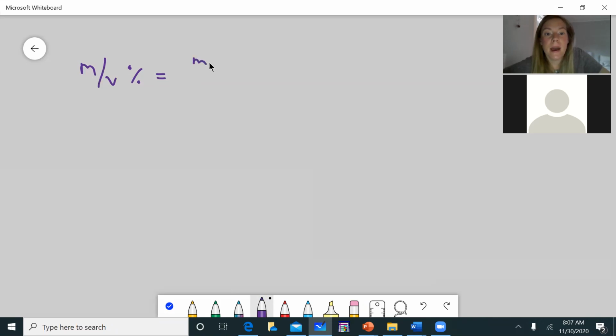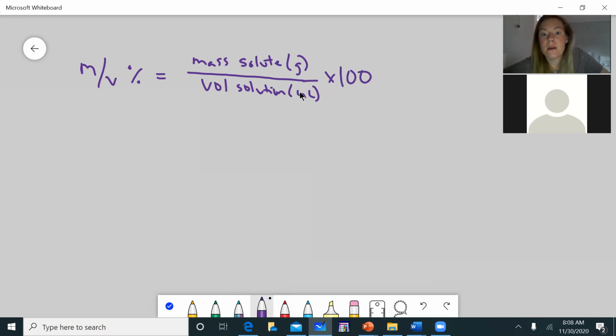So this is going to be the mass of the solute, in grams, over the volume of solution, in milliliters, and then we multiply this by 100. The milliliter component is a little bit different than what we've seen with molarity, which is per liter. So just make sure you're getting that into milliliters.